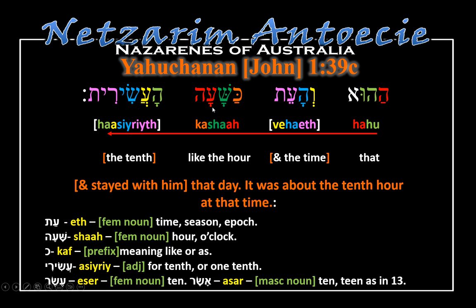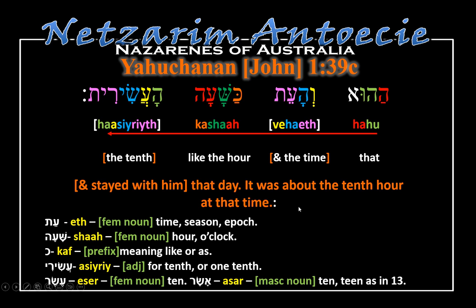Ka, sha'a, like, sha'a is the hour. So if we look down here, sha'a is a feminine noun. It can mean hour or o'clock. And the kaf prefix has a meaning of like or as. Like the hour, ha'asirit, the 10th. With that sort of ending, it's usually the 10th. If we look down here, asiri is an adjective for 10th or 1/10.